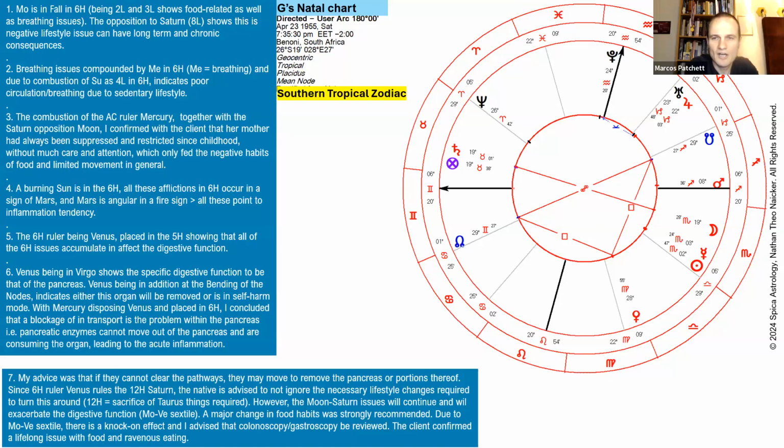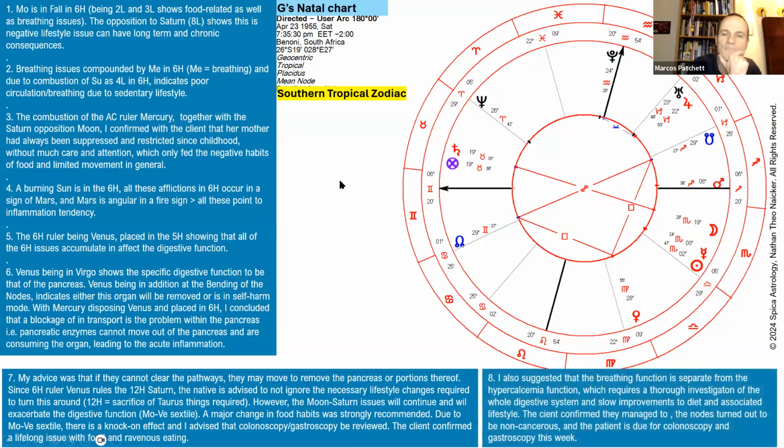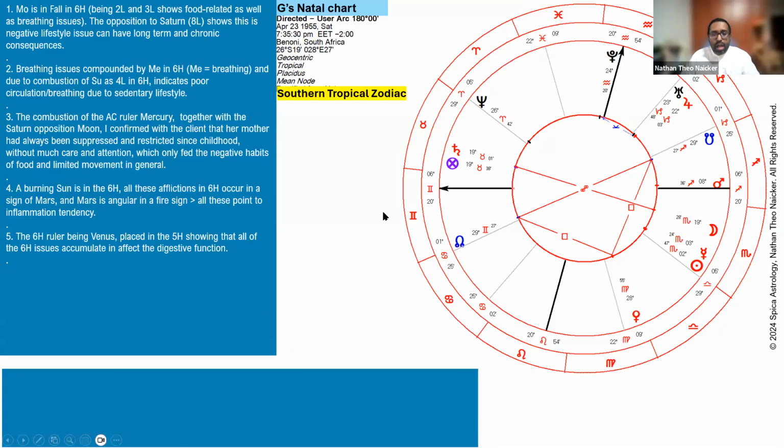Exactly. And the last point that I made here was that I also suggested that the breathing function is separate from the hypercalcemia. Anyway, the client confirmed they managed to alleviate the pancreatitis. The nodes turned out to be non-cancerous, and the patient is due for colonoscopy this week. Amazing. So just a quick point, how did you determine that the breathing function was separate from the hypercalcemia from the birth chart? Was that mainly from the horary? That was mainly from the horary, because that was the condition right now, the acute.